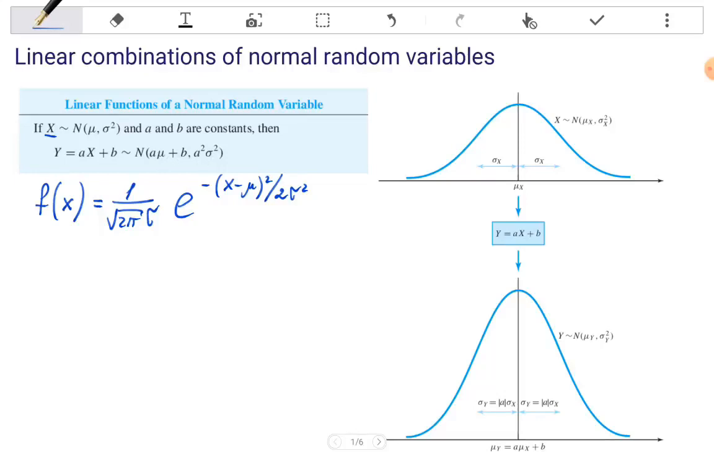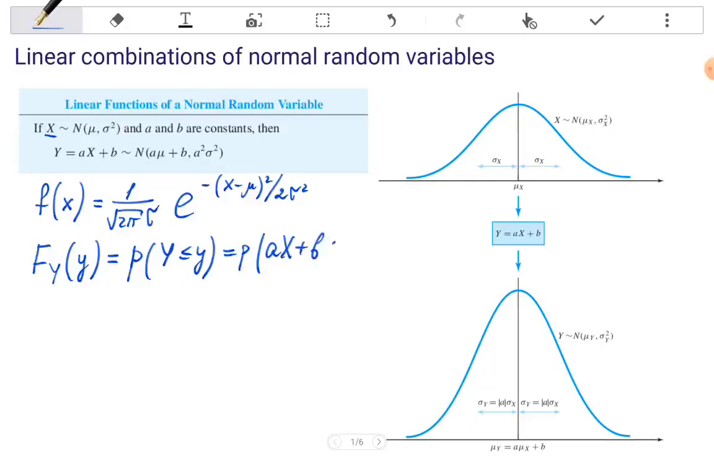Let's denote the cumulative distribution function for X like this, and take it at a point y. Okay, let's start with the cumulative distribution function for the Y variable, this new random variable. Then this is the probability of Y less than y, right? Which is the probability, and Y is aX plus b. Let's for simplicity assume that a is some positive number. Then this is the probability of X smaller than or equal to (y minus b) over a, right?